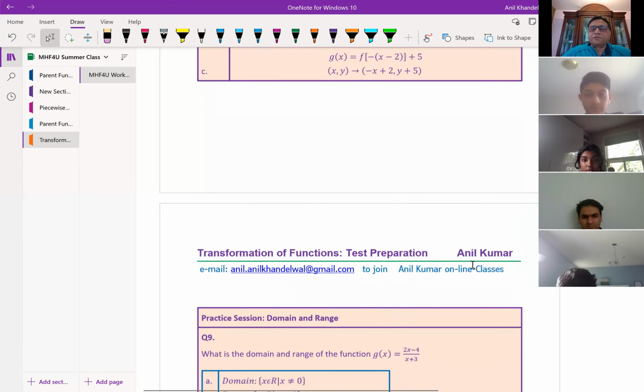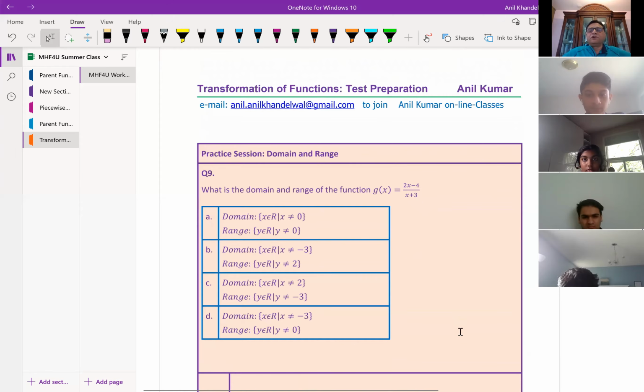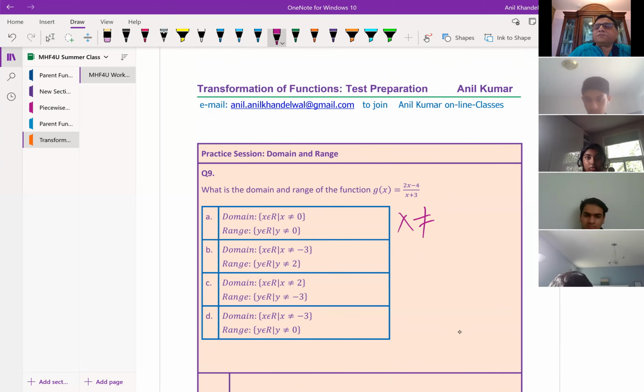So, okay, let's move on to the next question. Mohammed, your turn now. Similar function for you. Tell me, what is not there in the domain? X is not equal to what?